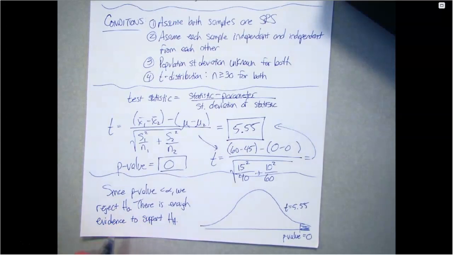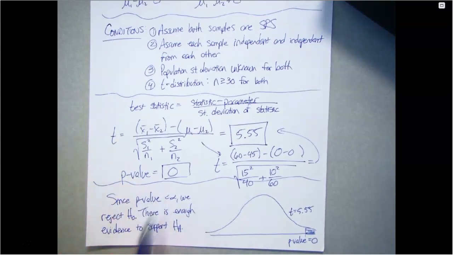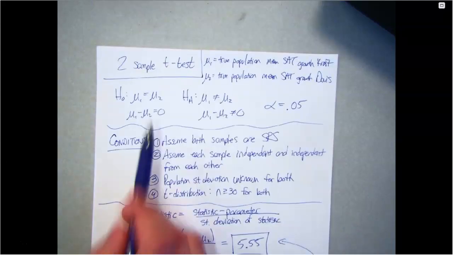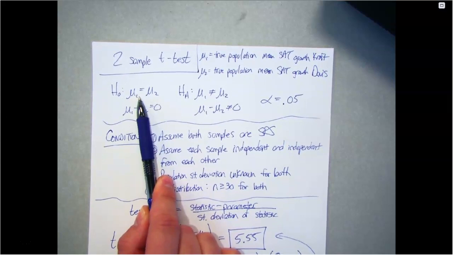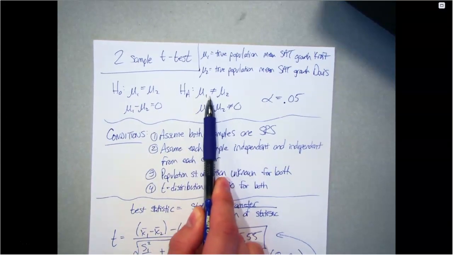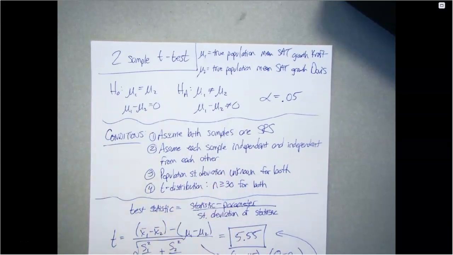What's up? Do you have a question? Okay. So do we think that there's a difference between Davis growth and Kraft's growth? We do. This was my HO. I started off assuming they're equal, but I rejected that. I was like, no, wait a minute, I think this is actually right. So I do think there's a difference.